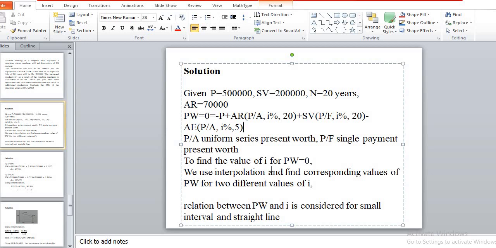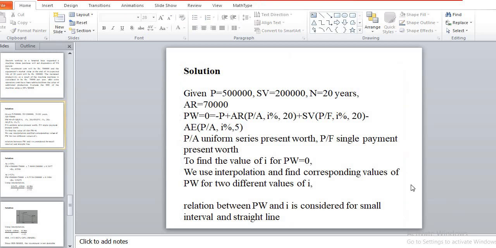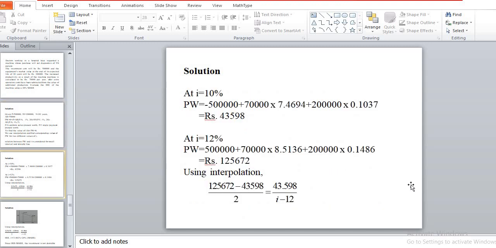Like that, we put I equal to 10% in this formula and find out the present worth value. For I equal to 12%, we find out some present worth value. Now we have two values, this first value and the second value, at some interest rates.